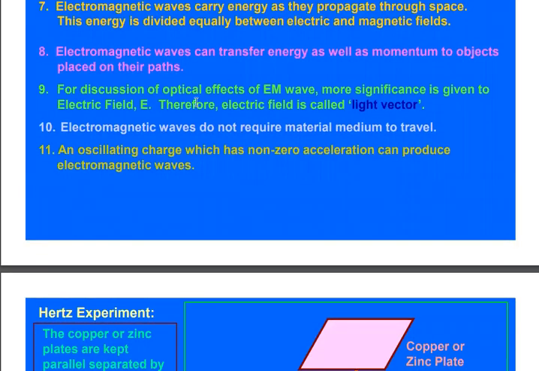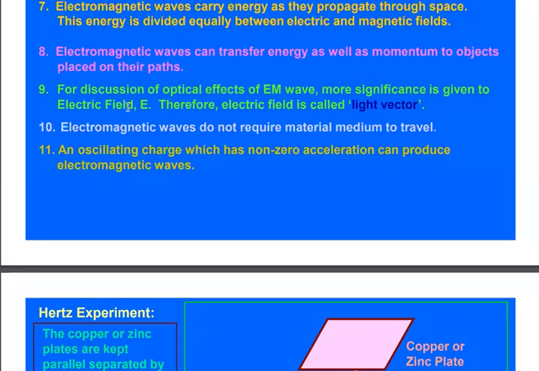For discussion of optical effect of electromagnetic wave, more significance is given to the electric field, because light consists of both electric field and magnetic field, but more significance is given to the electric field. So the electric field is also called the light vector, because the intensity of light is dominantly dependent on the electric field. That's why this is called the light vector.